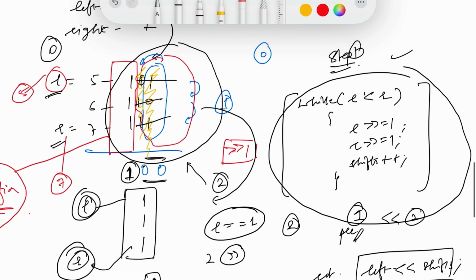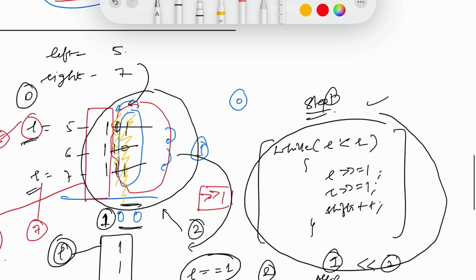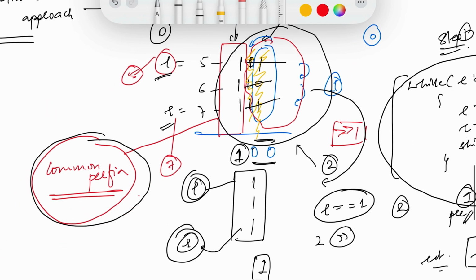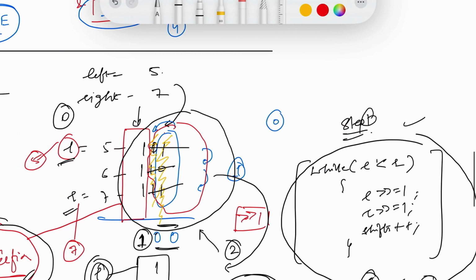So this was our optimized approach. I hope you got the steps of what I'm doing. The main trick is that we have to find the common prefix. If you are finding it difficult to understand, you can just try it on a couple of examples. Let's also discuss the time and space complexity here.